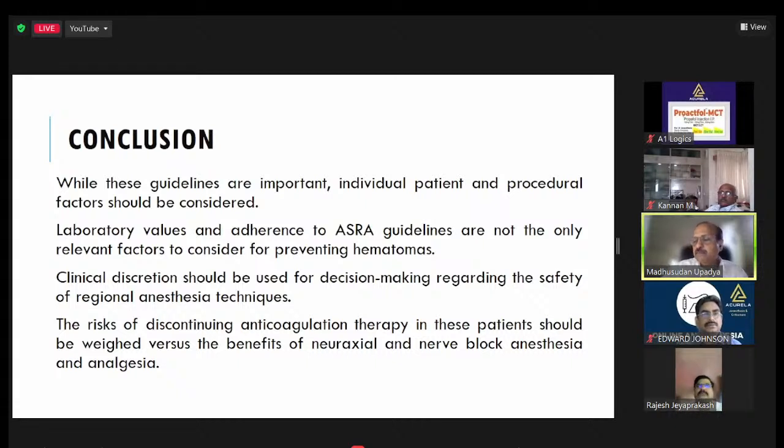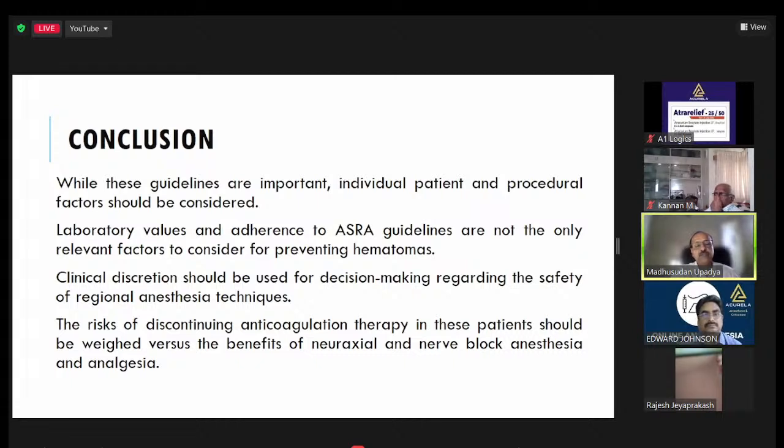Just to conclude, while these guidelines are important, individual patient and procedural factors should be considered. The laboratory values and adherence to ASRA guidelines are not the only relevant factors to consider for preventing hematomas. Clinical discretion should be used for decision-making regarding the safety of regional anesthesia techniques, and the risks of discontinuing anticoagulation therapy in these patients should be weighed versus the benefits of neuraxial and nerve block anesthesia and analgesia. Ultimately, whatever I said in the beginning holds good even at the end.